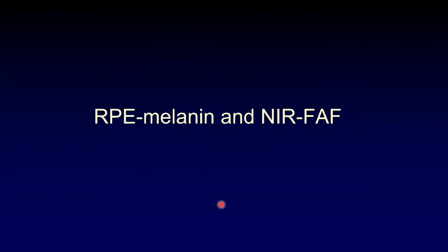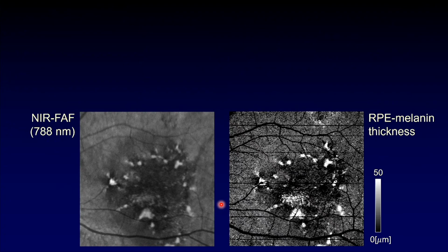So then, to close today's lecture, I would like to show one case of retinal pigment epithelium, melanin, and a near-infrared FAF, fundus autofluorescence image comparison. The near-infrared fundus fluorescence is a method which can contrast the melanin of the retina. So our method and the FAF should correspond to each other, right?